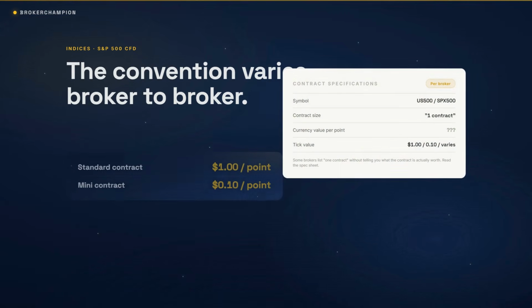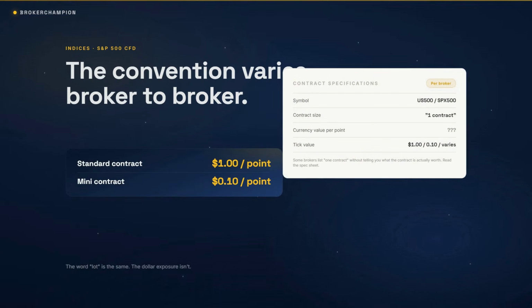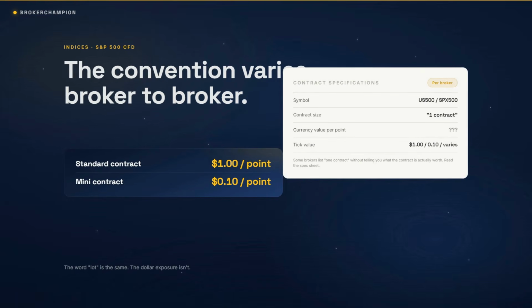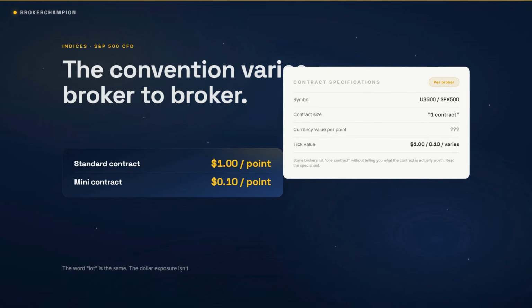S&P 500 CFD. The convention varies broker to broker, but typically one lot equals $1 per point of index movement. A mini contract drops that to 10 cents per point. Check the spec sheet. Some brokers just list one contract and don't tell you what the contract is actually worth.